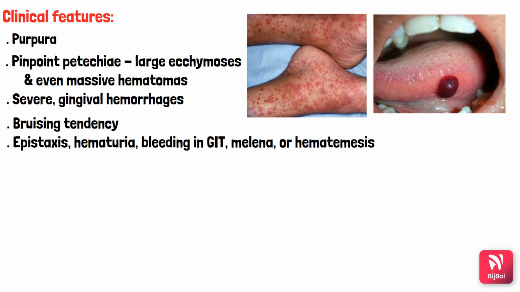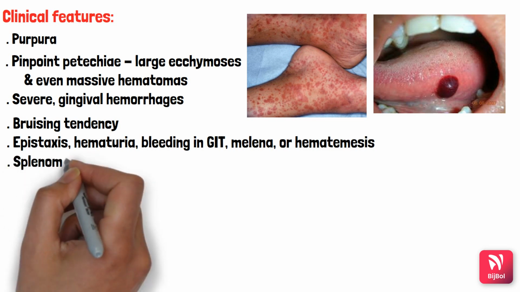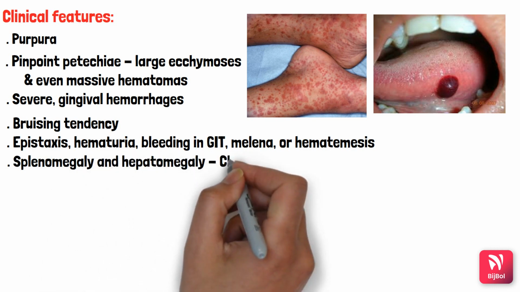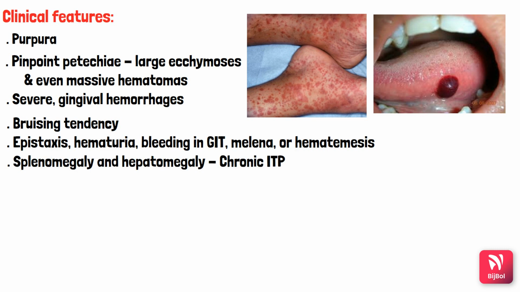As you see in chronic ITP, the destruction occurs in the spleen, right? So there can be splenomegaly as well as hepatomegaly that can be observed in chronic ITP. So these are the various clinical features.